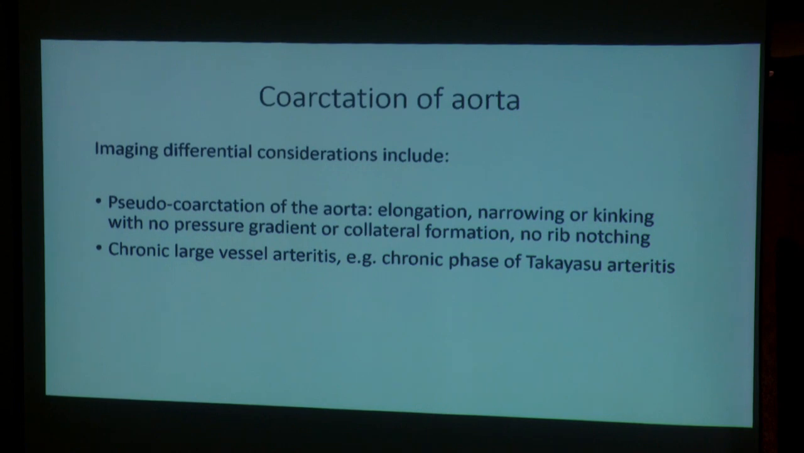And the imaging differential diagnosis would be pseudocoarctation, where there will be only elongation, narrowing, or kinking, but there will not be any pressure gradient, there will not be collateral formation, there will not be any rib notching. And the other one would be a chronic phase of Takayasu's.